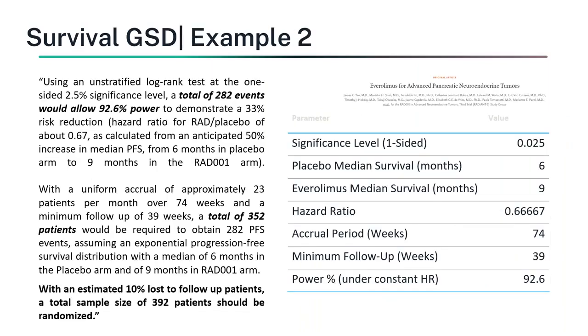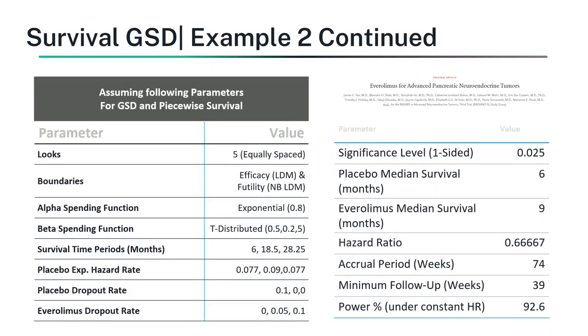Okay, so now let's finally get into our group sequential survival example. Essentially, similar to our earlier example, I'll be using an example from previous webinars. In fact, this is one used in last month's webinar for everolimus for advanced pancreatic neuroendocrine tumors. So I'll just be extending this to the group sequential and a piecewise survival case.